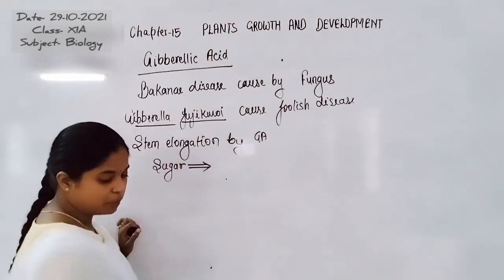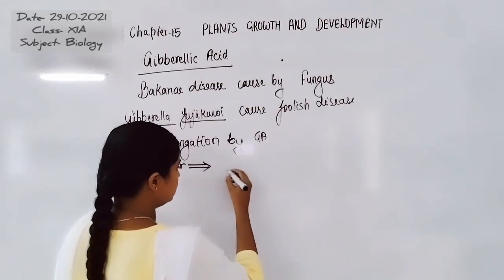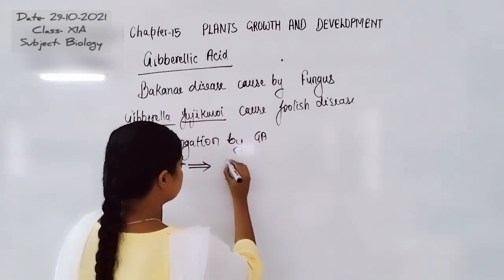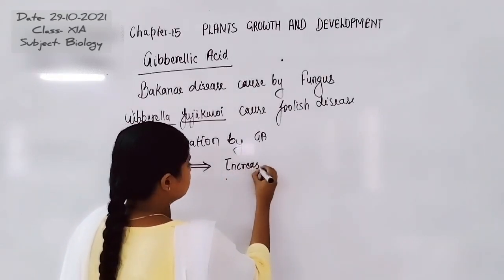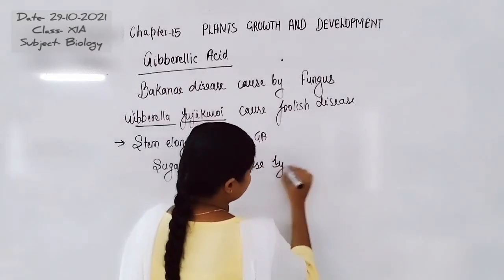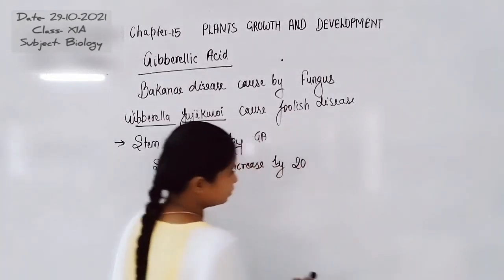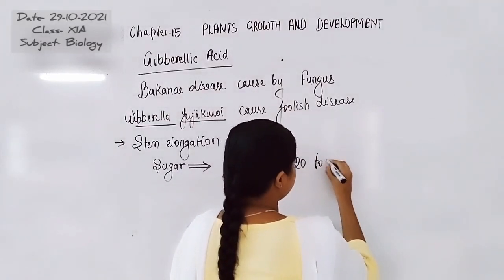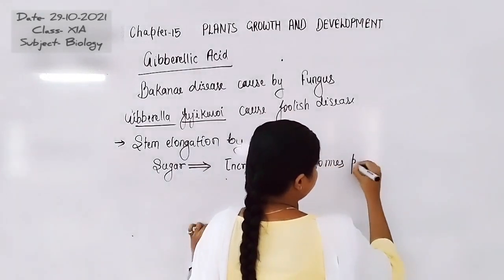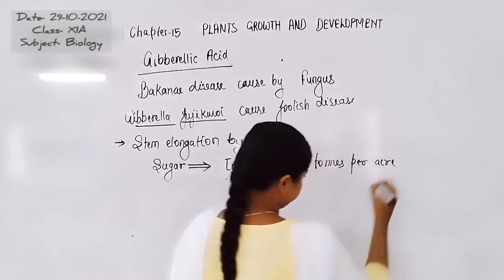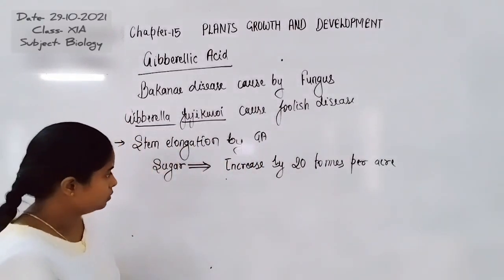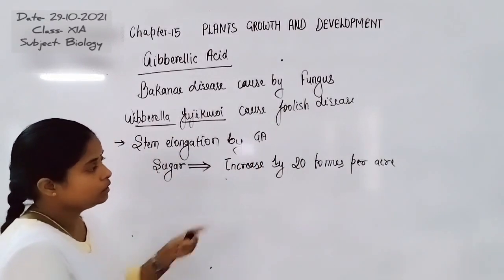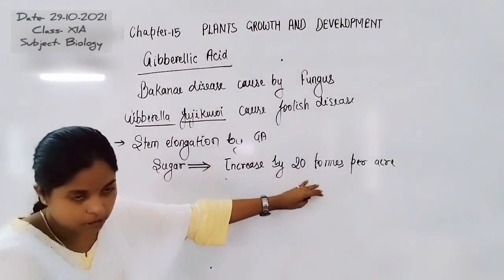Sugar increased by 20 ton per acre. Sorry. Increased by 20 ton per acre. So the production of sugarcane, or the production of sugar, increases by 20 tons per acre.